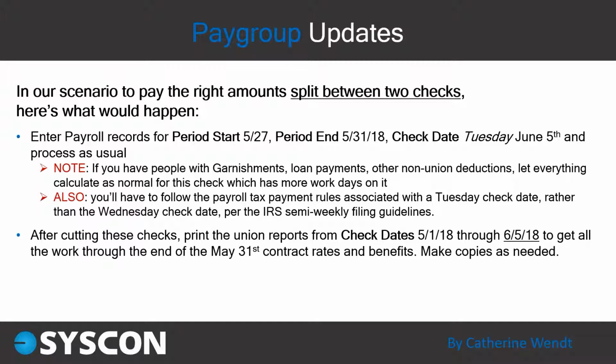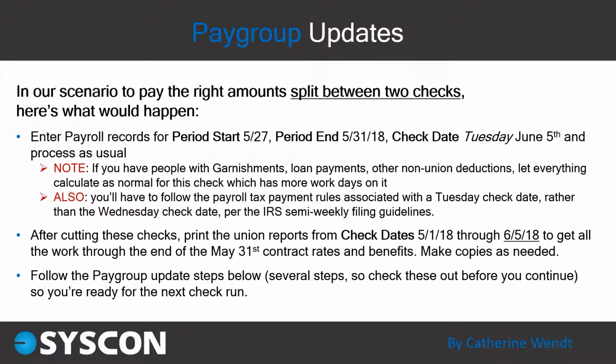So after you cut these checks, so you're going to cut the check dated June 5th, Tuesday, for the last couple of days in May at the old rate with the old benefits. When you're done, you're going to print the union report for May from 5/1 through June 5th. And you're going to get all the work that was paid at the May rates. Make copies. Make sure you've got everything you need to print it out. Hopefully you tie it out with your liability accounts, but no matter what, make sure you have some copies. Then you would follow the Paygroup update steps that I'm going to go over in a little bit. And you would update all your pay groups and your employee default hourly rates, and you'd be ready to run the next check.